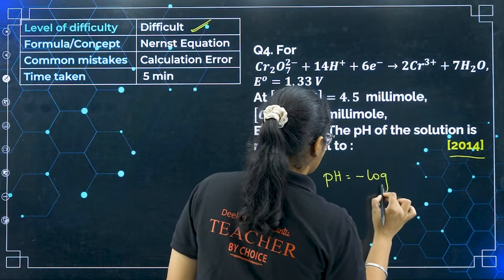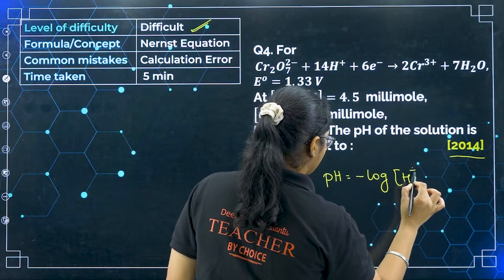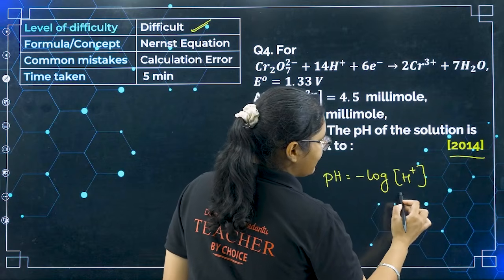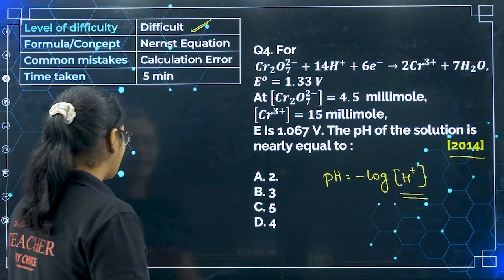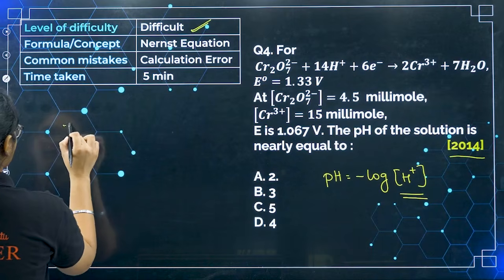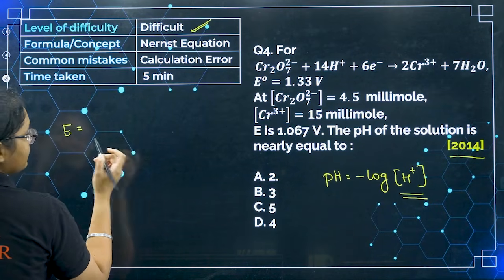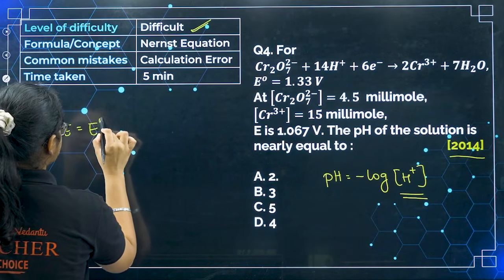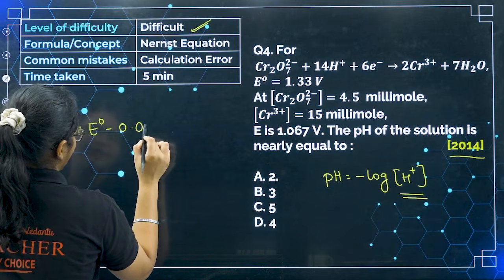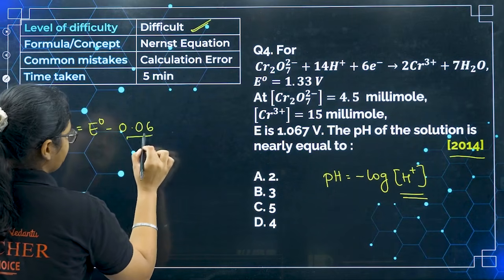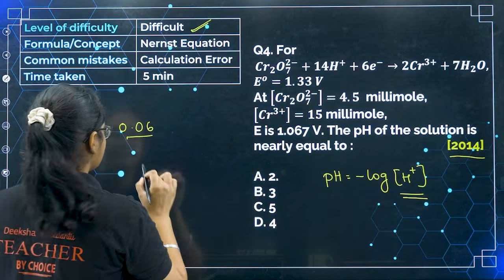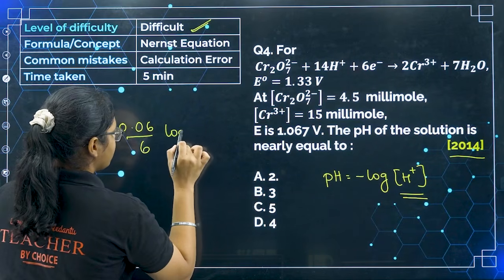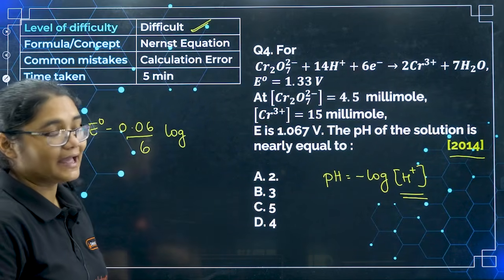Minus log of H plus. So I need this value of H plus from my Nernst equation. How will I get that? So E value is equal to E naught, first let me write the equation, minus 0.059, I'll take it as 0.06, for easy calculation. Again, number of electrons involved is 6, right? Log of products divided by reactants ion.